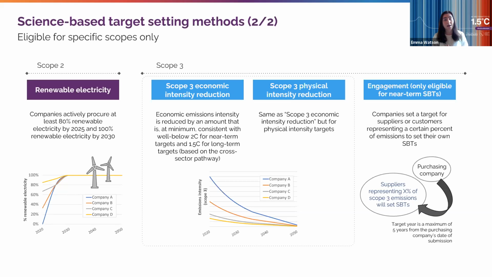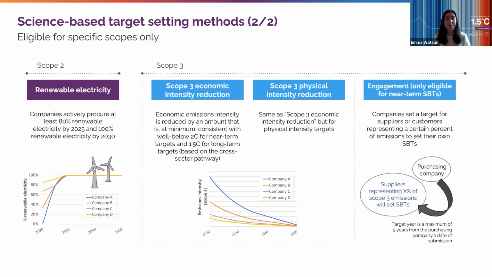We do get a lot of questions about whether the base year impacts the renewable electricity targets. But really what we need to be looking for is that in 2025, 80% of your electricity is from renewable sources and 100% by 2030. So that doesn't matter in this case.